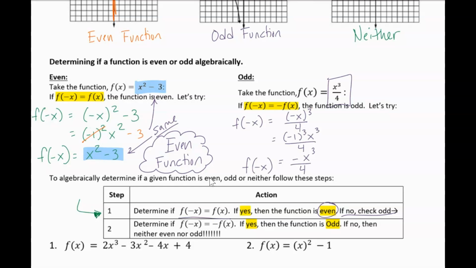So now I need to check, is this the same as this? No. So it means it is not even.